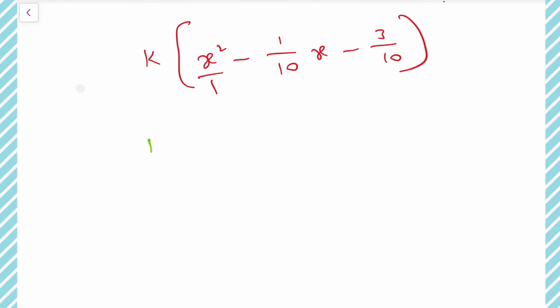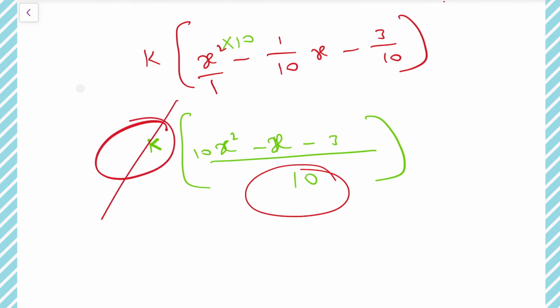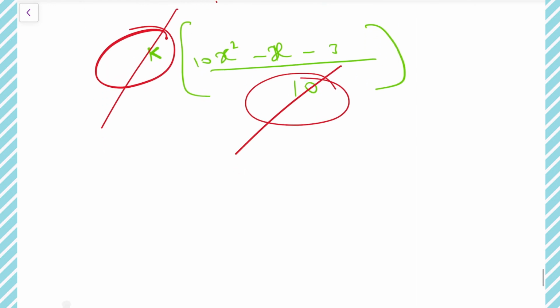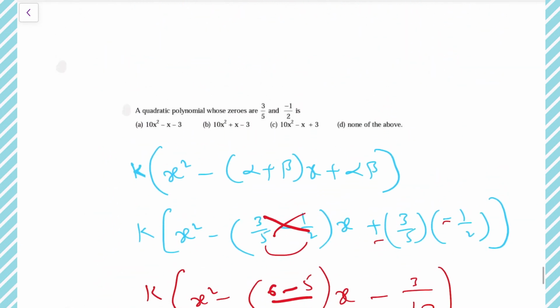Now if we observe, all the denominators are different here, so the LCM will be 10. In the 1 table, where we will get 10, 1 10 is 10. So x square into 10, 10x square minus 1x or simply x minus 3. So here the denominator is 10, so to remove that 10, we will write the k value also as 10, so that this k and this 10 will get cancelled, then whatever is remaining will give our answer. That is 10x square minus x minus 3. 10x square minus x minus 3, option A.